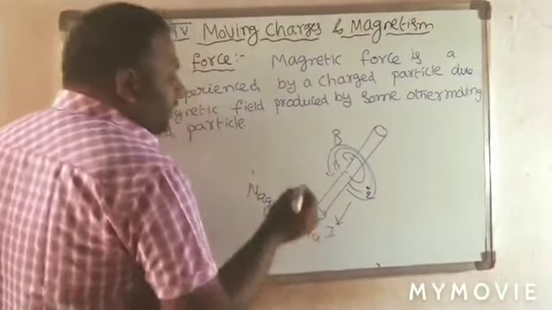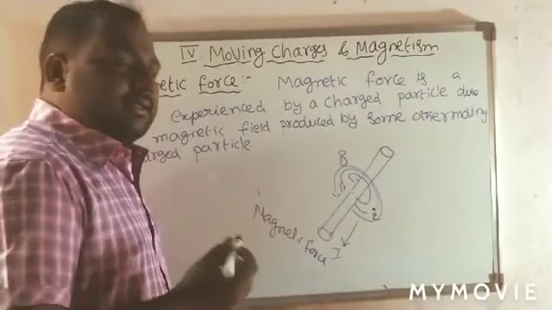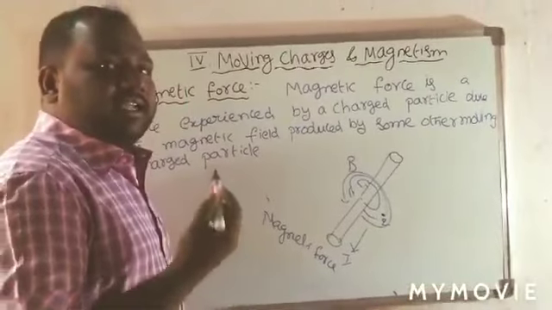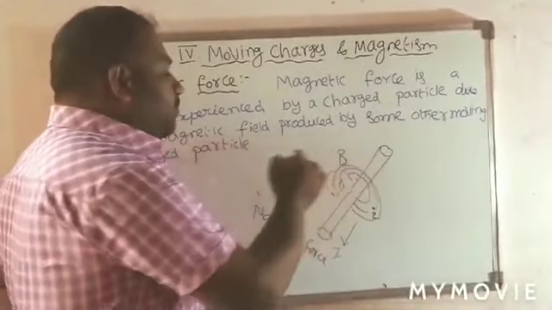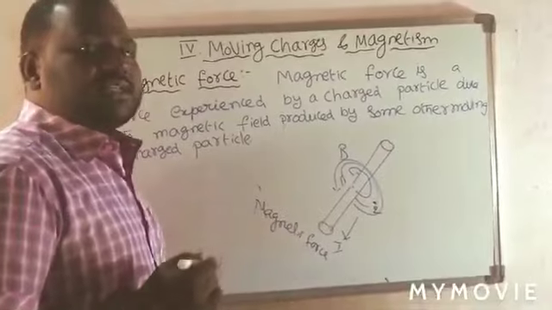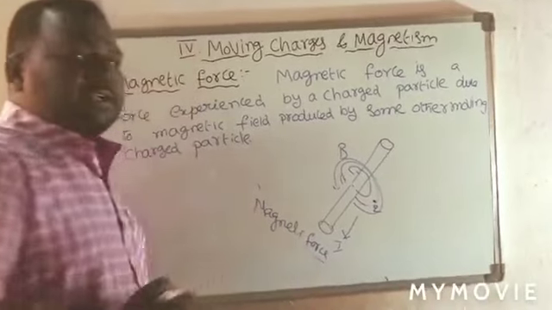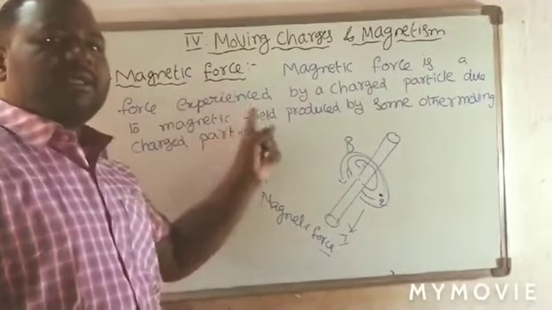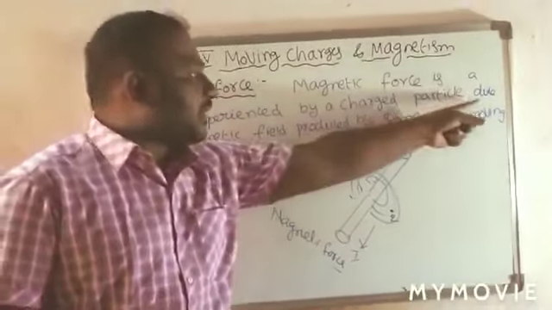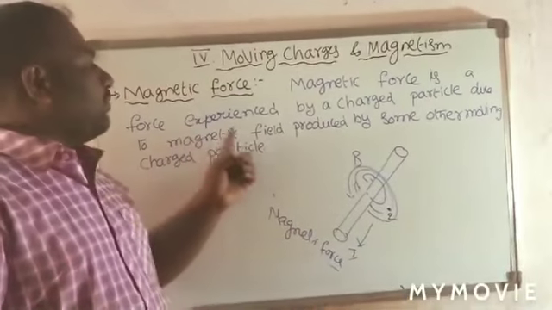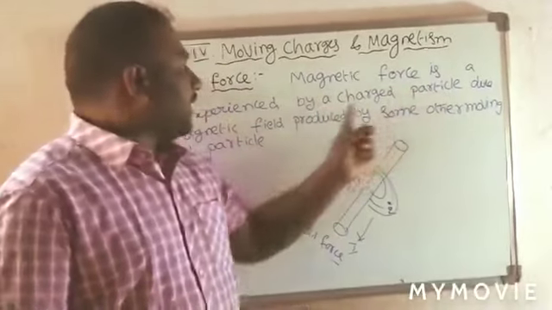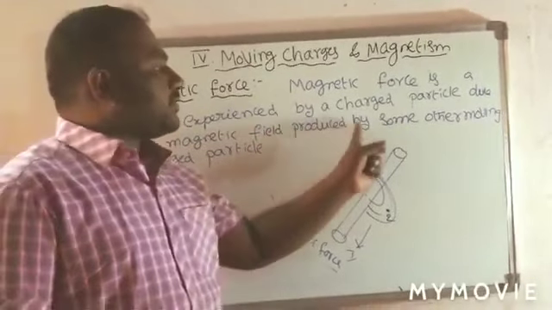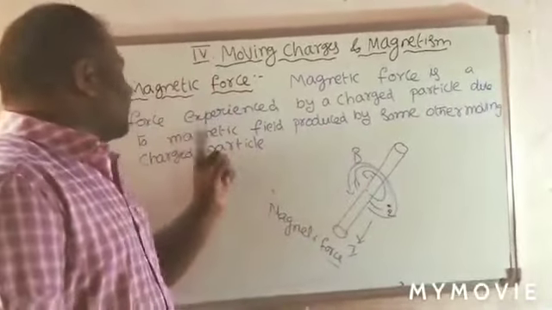Here the magnetic force is applied on a test charge when it is placed in the magnetic field of a moving charge. So that is known as the magnetic force. See the definition for magnetic force: magnetic force is a force experienced by a test charged particle due to the magnetic field produced by some other moving charged particle.